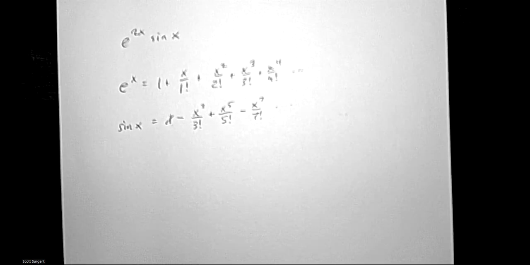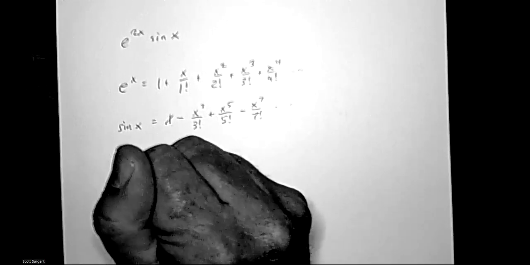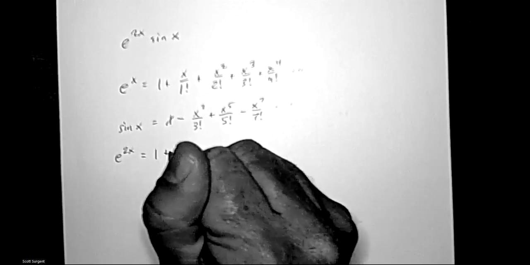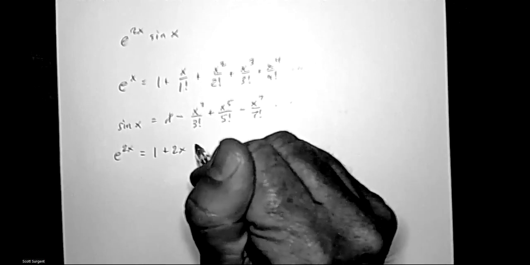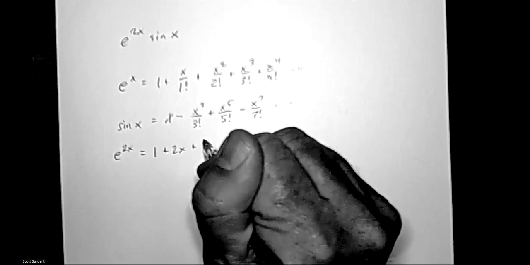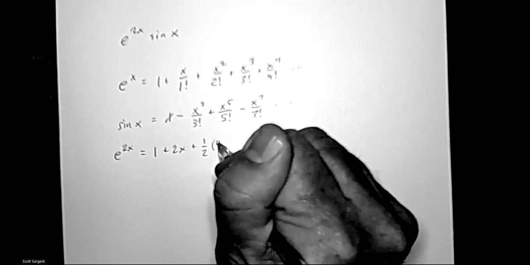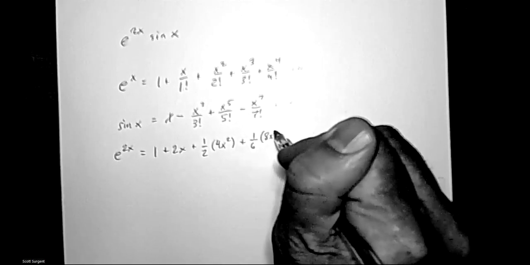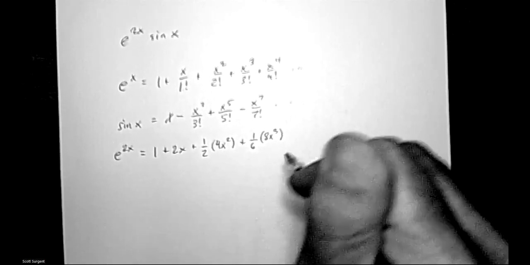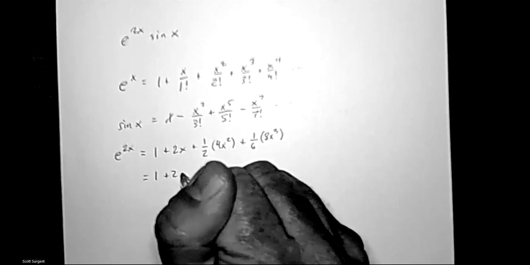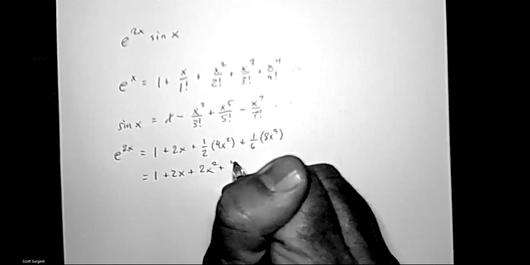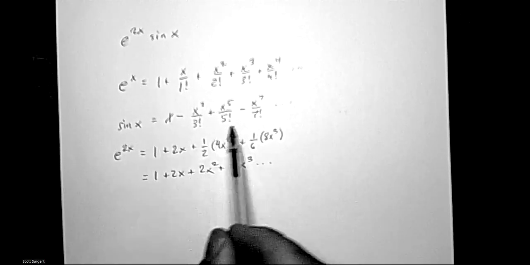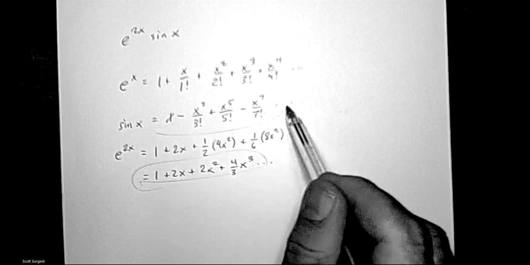So in a case like this, where you're going to multiply, okay, now we need to get e to the 2x. Well, that's easy. We just put a 2x for the x's. Now, 1 factorial is just 1. I'm going to write these as just the normal numbers. 2x squared would be 4x squared. 2x cubed would be 8x cubed. Let me clean that up. It's going to be 1 plus 2x plus 2x squared plus 4 thirds x cubed, and so on. The sine is good to go. So we'll take these two guys right here. How many terms do they want?